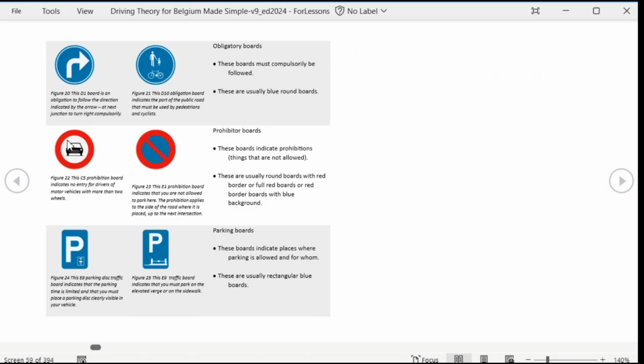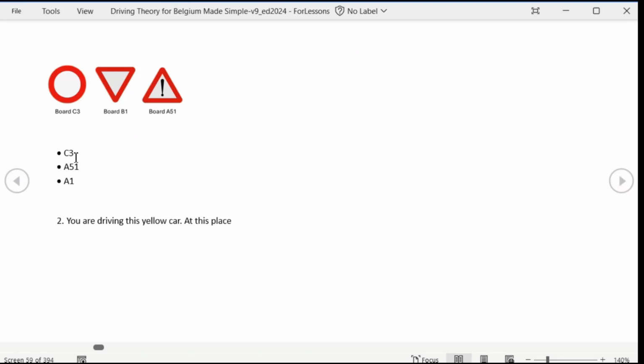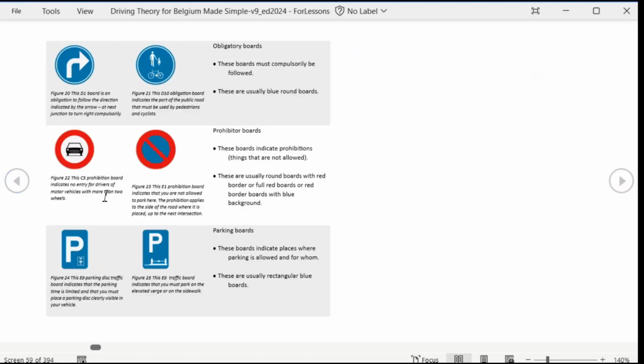So here there are prohibition boards. As you can see, this is a prohibition board which indicates no entry for drivers of motor vehicles with more than two wheels. And here it's a prohibition for parking. But still it's a prohibition. It's a round board with one line marked across, which means it's a prohibition for parking. If there are two lines like this, then it's prohibition for parking and waiting. So you are not allowed to park where you see this board.